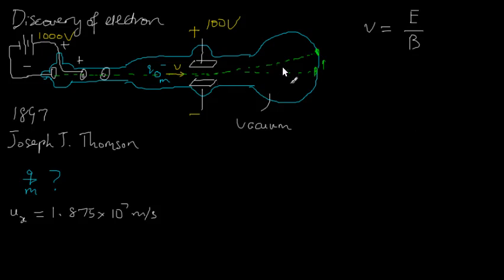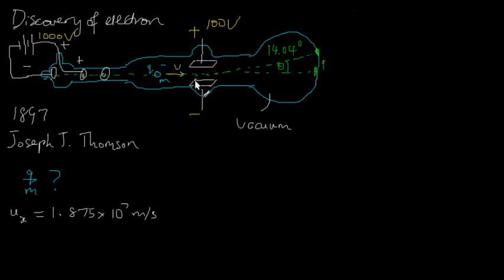Now, suppose that this bend angle, I'll call it theta. Suppose that theta is measured to be 14.04 degrees. How can we then use this to calculate the charge to mass ratio?